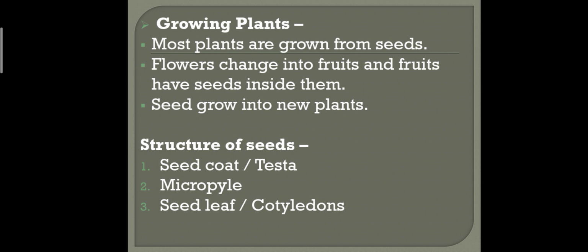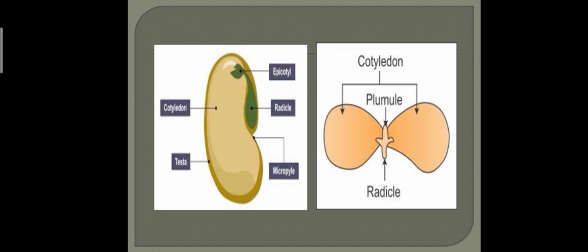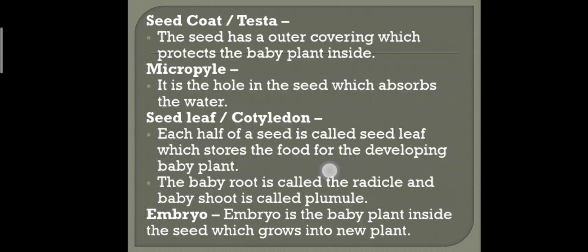Now, structure of seed. Seed coat or testa, micropyle, seed leaf or cotyledons. In the first figure, you are able to see cotyledons, testa, micropyle, radicle, epicotyl. Second figure I will explain later. First one, seed coat or testa. The seed has an outer covering which protects the baby plant inside. Micropyle. It is the hole in the seed which absorbs the water. The seed leaf or cotyledons: each half of a seed is called seed leaf, which stores the food for the developing baby plant. The baby root is called the radicle and the baby shoot is called the plumule.